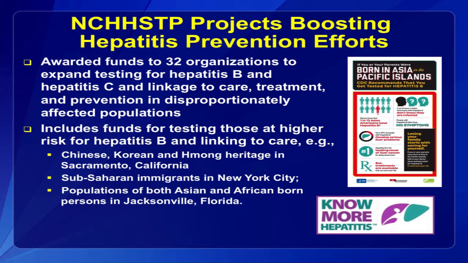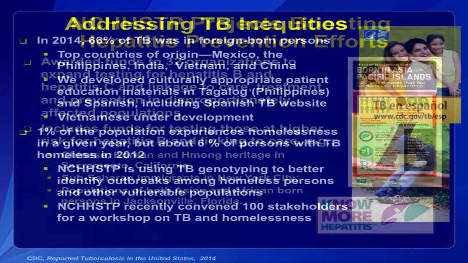We're boosting hepatitis B prevention funding, awarded to 32 organizations to expand testing for hepatitis B and C, and linkage to care, treatment, and prevention. It includes funds for testing those at higher risk for hepatitis B and linking to care.